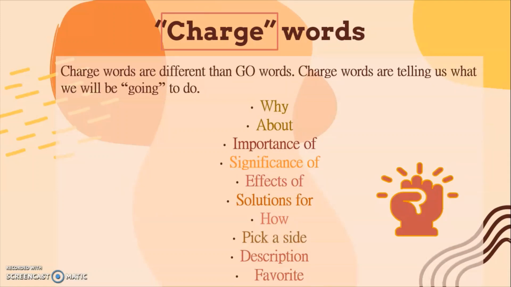Alright, so our charge words, they are different than go words. They usually tell us what we are going to do. So if they're asking us to write, they might ask us to write why, write about, write the importance of, explain the significance, tell the effects of, write solutions for, express how. So they're going to tell us how we're going to be using our go word. So the charge word comes after the go word.